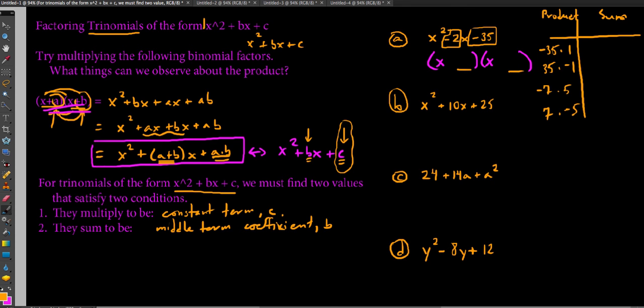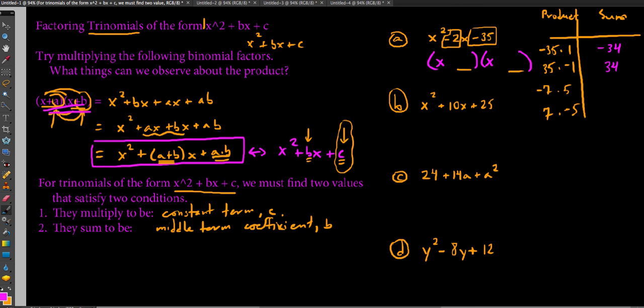But what we're also trying to ask is, are there any of these combinations that add up to be a negative 2, right? So we're going to write the sum of these two factors on the right column. Negative 35 and a positive 1 would add up to be a negative 34, whereas a positive 35 and a negative 1 would add up to be a positive 34. So you see that they get the same magnitude, but a different sign, okay?